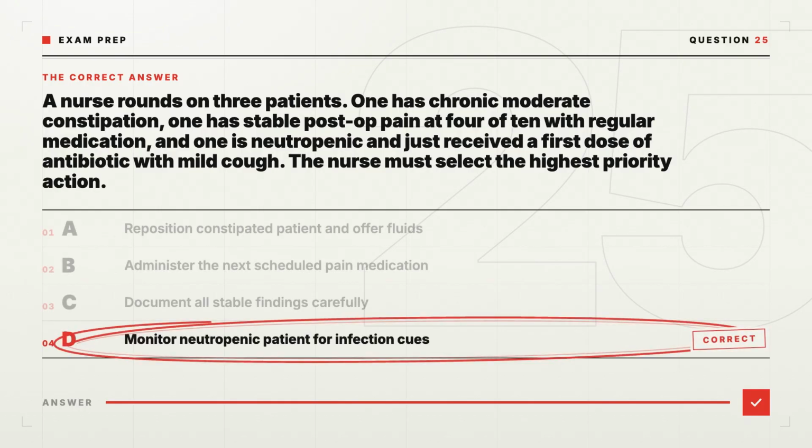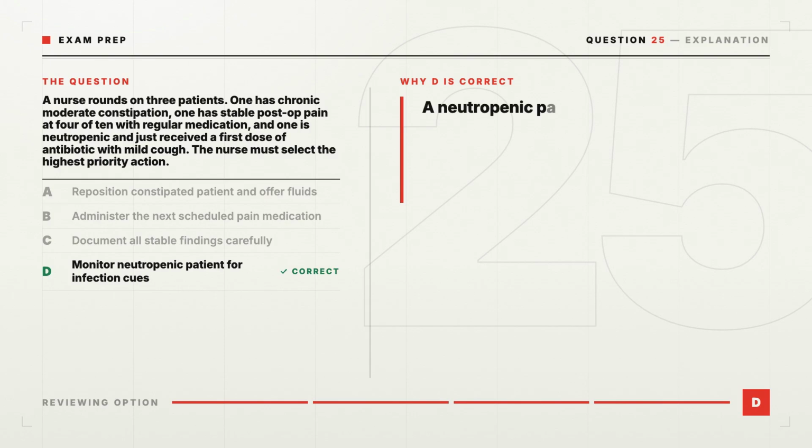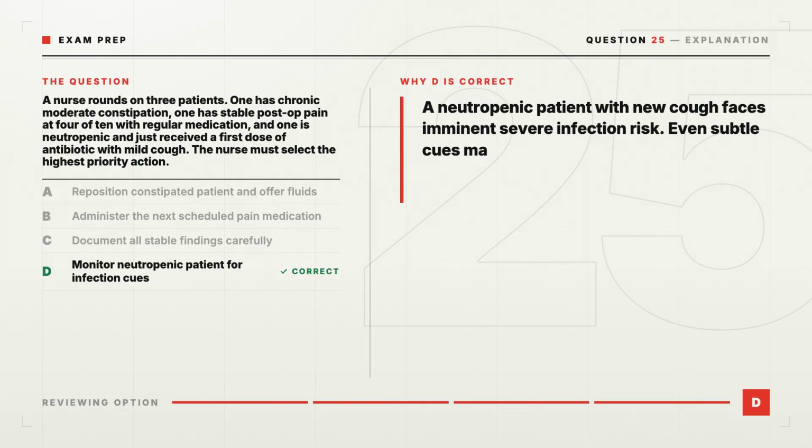The correct answer is D. Monitor neutropenic patient for infection cues. D is correct because a neutropenic patient with a new cough faces imminent severe infection risk. Even subtle cues may signal bacteremia.